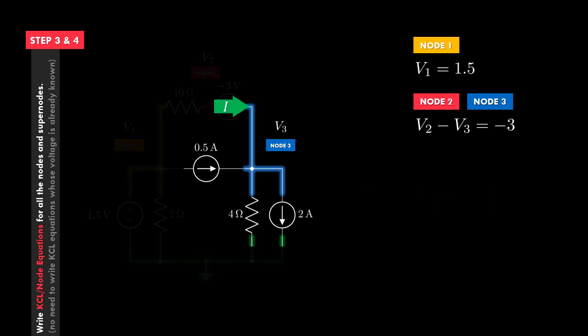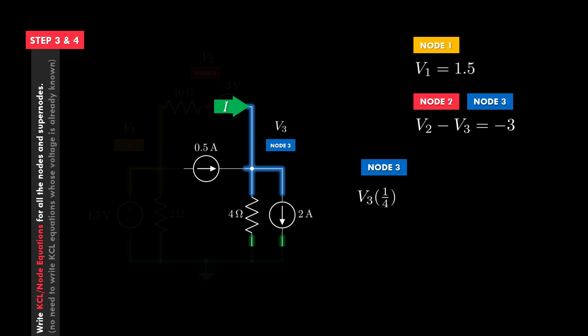Let's start with node 3. We are working with node 3, so that's the VIP. So start with the V3 times the inverse of all the resistors attached to it. Here we only have a 4 ohm resistor. So we write 1 by 4.